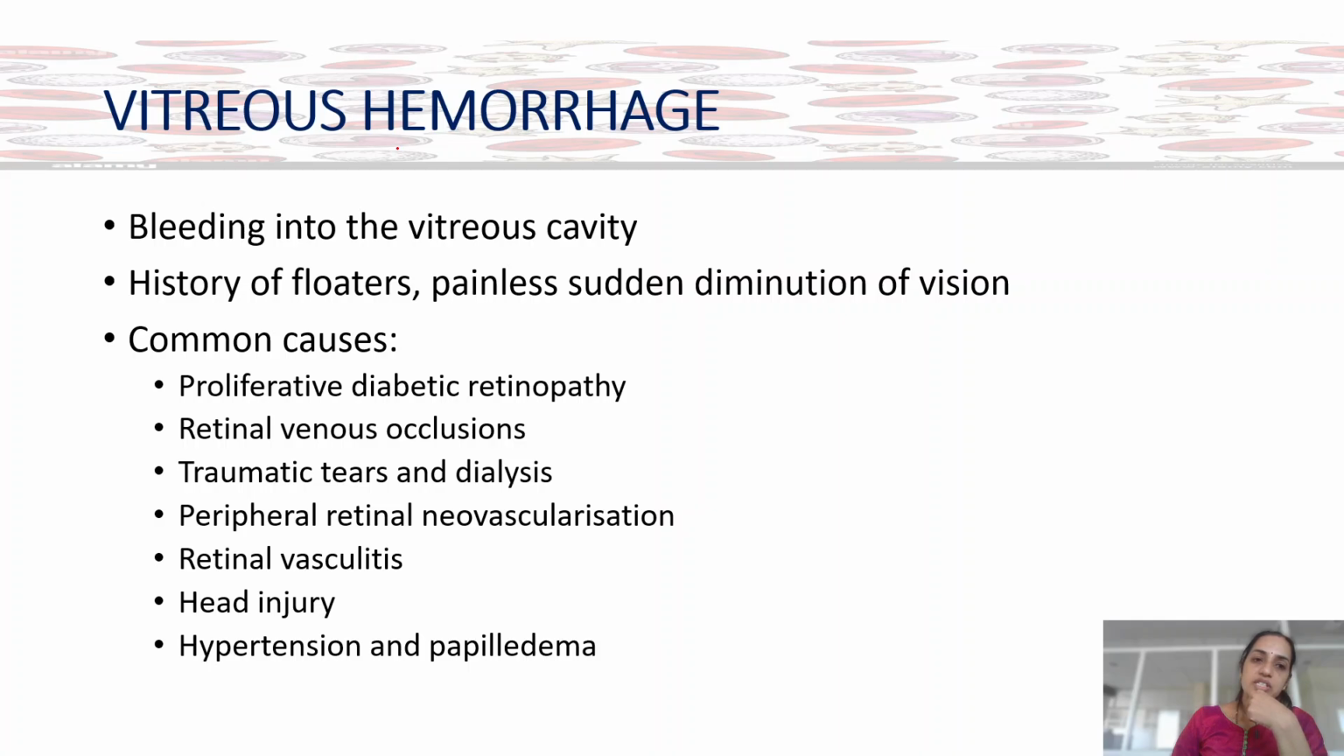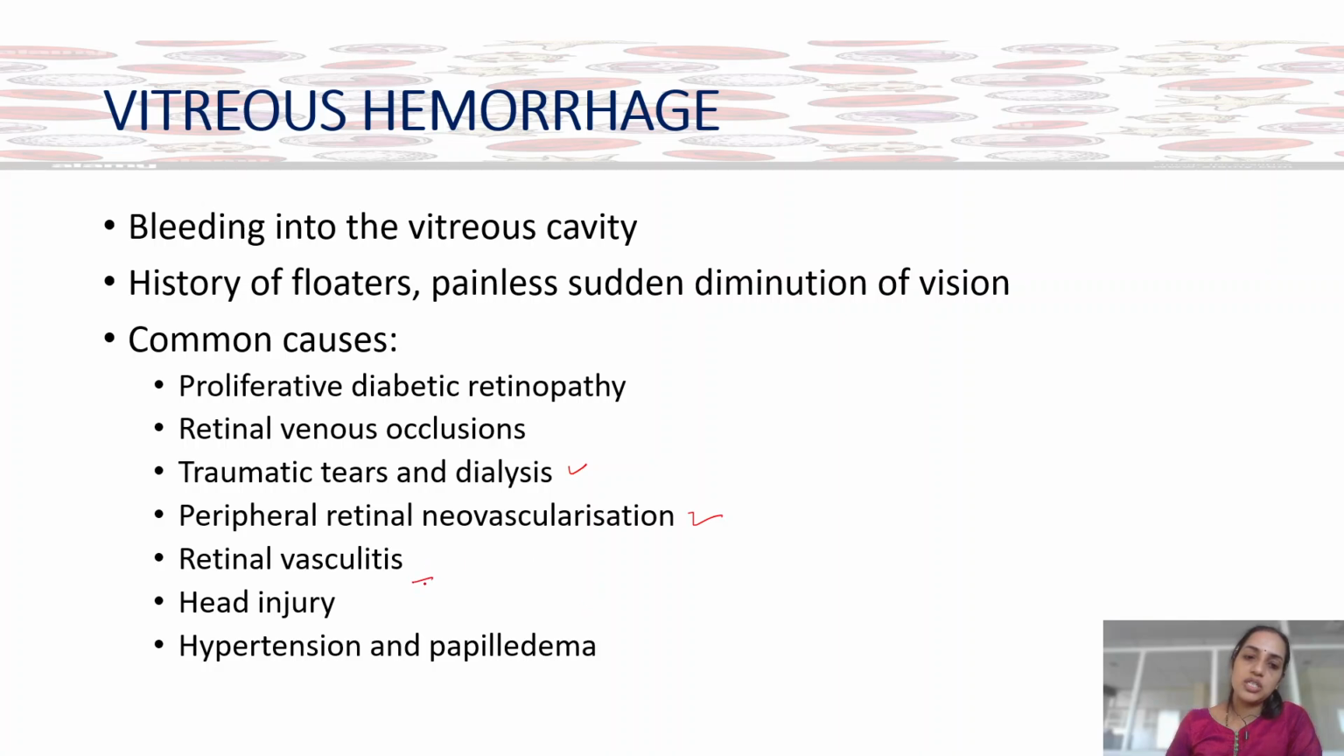Important condition is vitreous hemorrhage. It is bleeding into the vitreous cavity. Usually patients present with sudden painless loss of vision, which may be preceded by a history of floaters. These are the very common causes of vitreous hemorrhage: PDR, retinal vascular occlusions leading to proliferative retinopathy, traumatic tears and dialysis, peripheral retinal neovascularization due to a number of causes like occlusive vasculitis or Eales disease or sickle cell disease, retinal vasculitis, head injury, hypertension and papilledema.